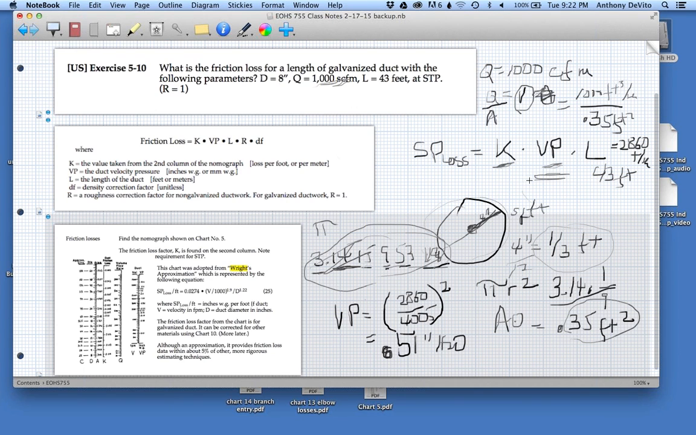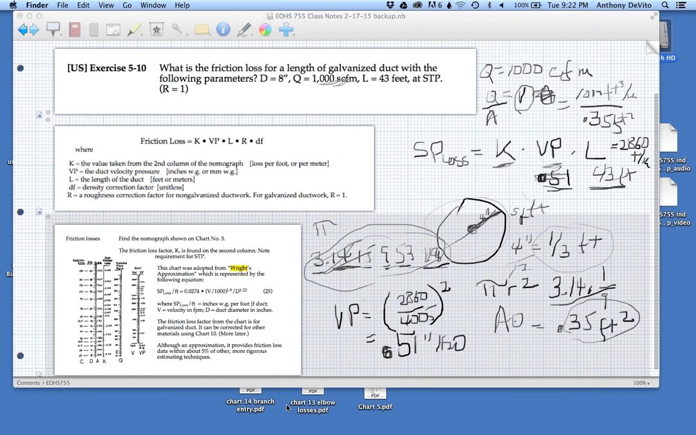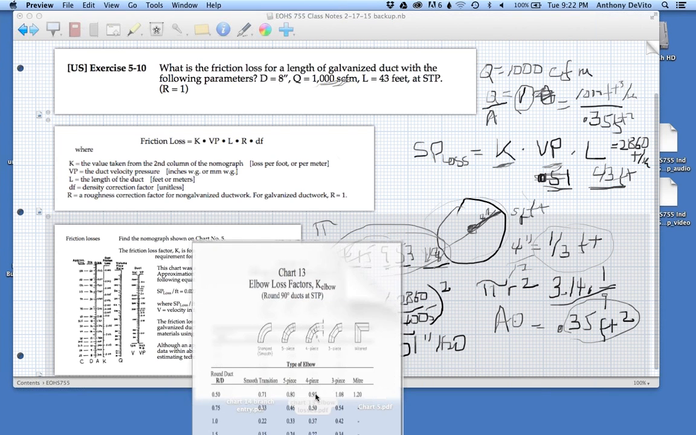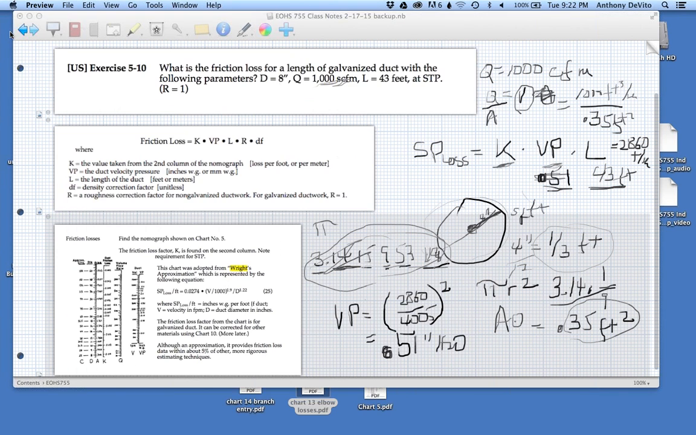Okay, so now I've got what I need for my formula. I'm missing one more thing though. This velocity pressure is equal to 0.51 inches of water. My length is 43 feet. I'm missing my K. Well, I wonder if I have a place I can look that up, like a table. In fact, we have what's called a nomograph. I like nomographs. Nomographs are fun. That nomograph is, let's see, elbow, branch entry. Let me see if I can find the right one.